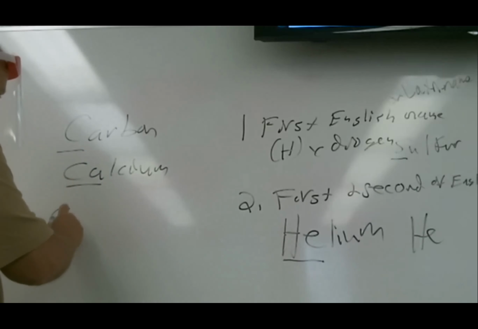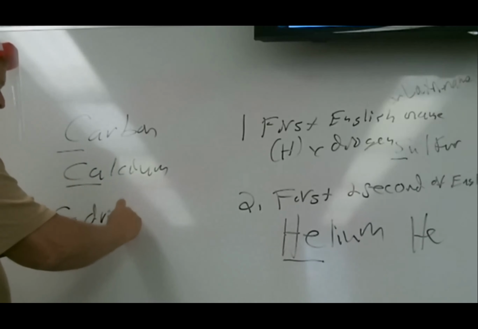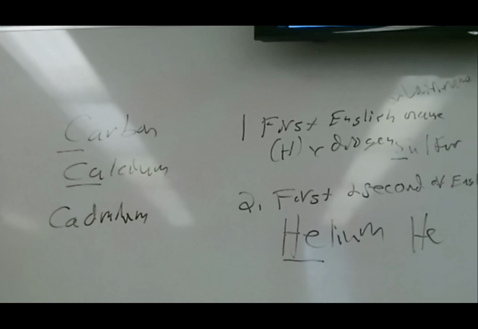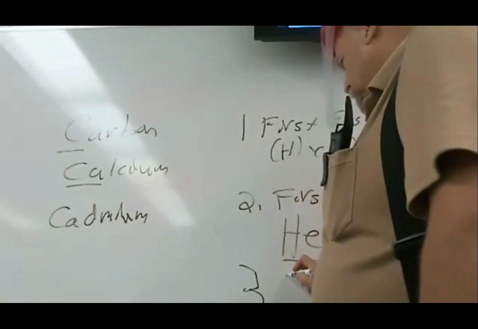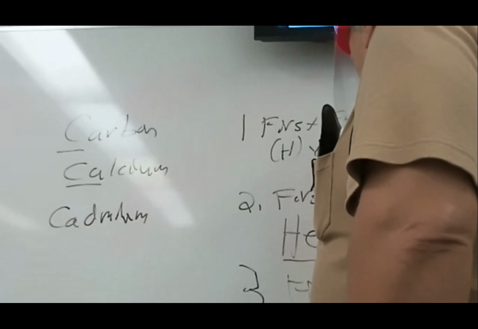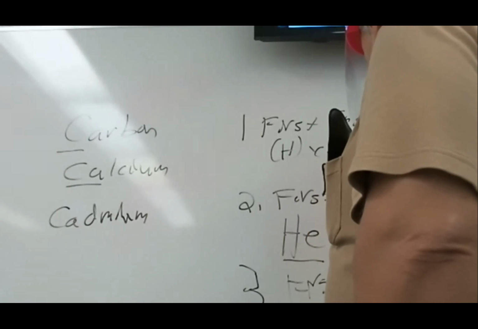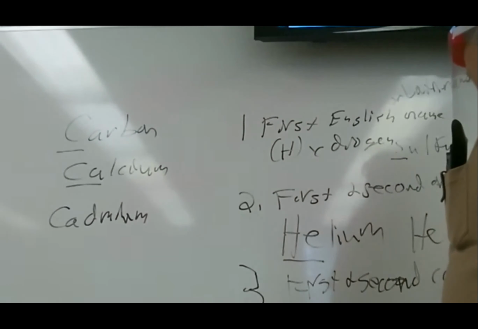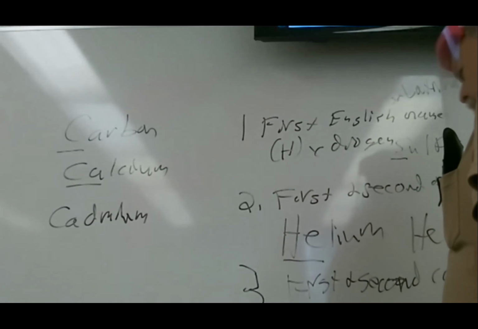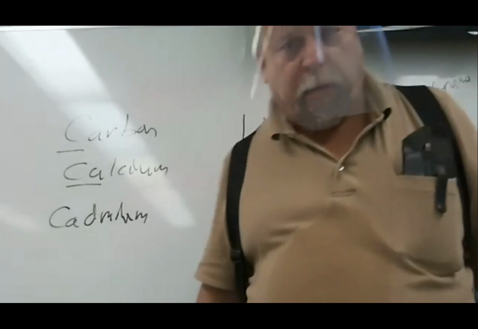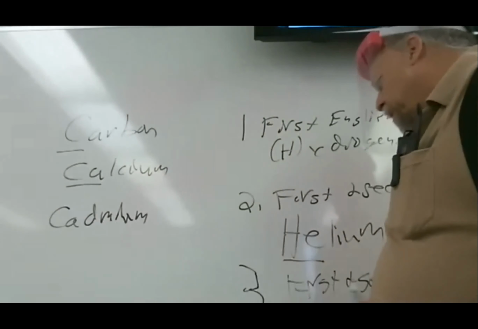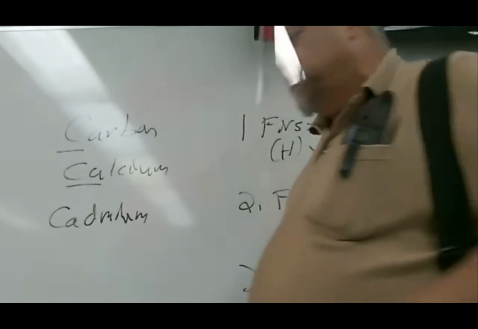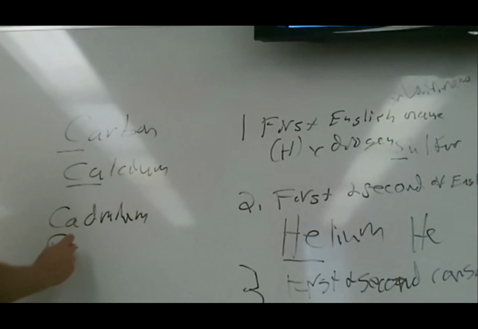Now, cadmium. Okay, that brings in the third rule. What do you suppose the third rule is? Yes, it's the first and second consonant. Does everybody hear me? Can everybody hear me there? So you got the first and the second consonant here. So cadmium essentially is CD.